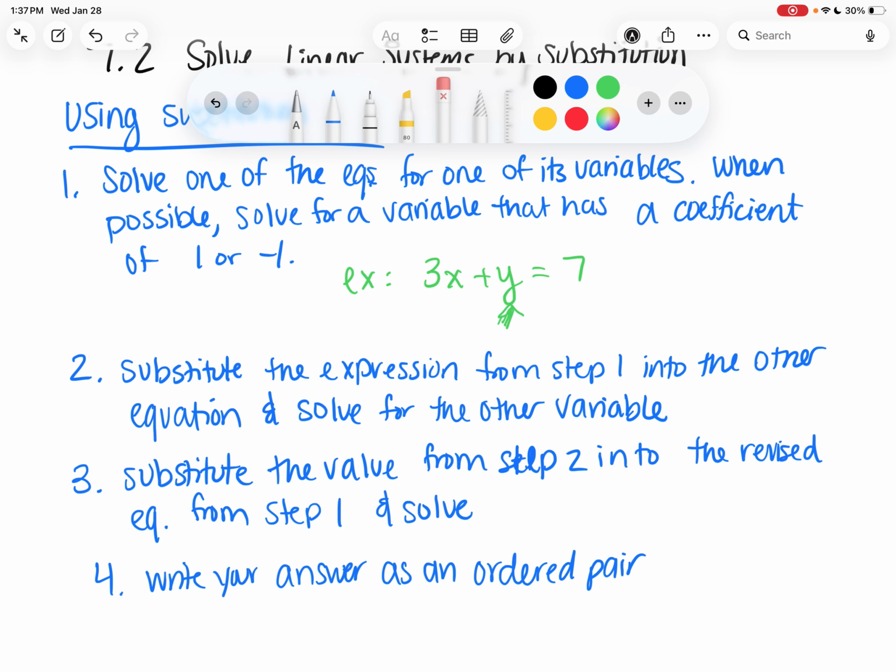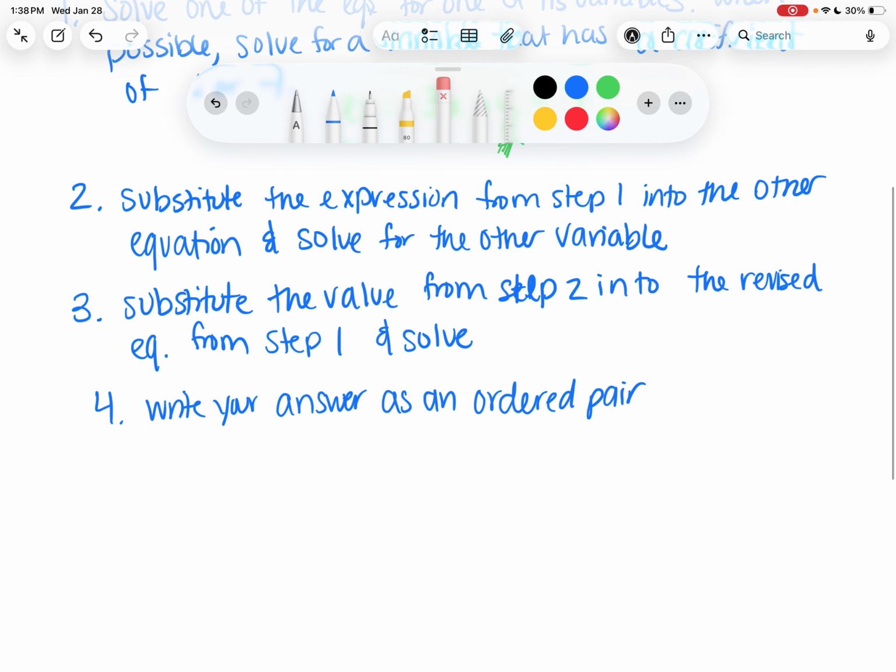Sometimes you may not even have to do step 1. Step 1 may already be done for you, so also be aware of that. If there's a variable that's already completely by itself, just use it. Don't be like, oh, I need to manipulate this. If they're going to do some of the work for you, just be like, thanks, and keep going. So, jumping into some problems.